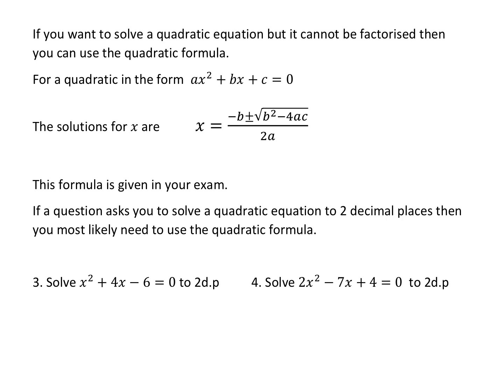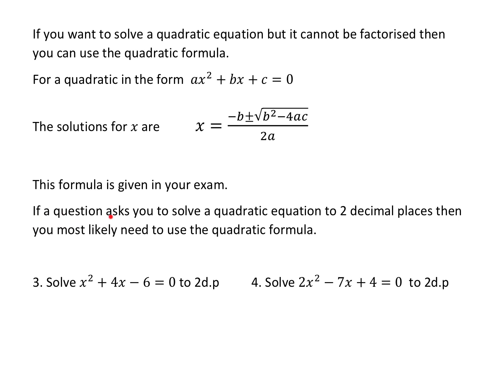To repeat myself, if you want to solve a quadratic equation, but it cannot be factorized, then you can use the quadratic formula. For a quadratic in the form ax squared plus bx plus c equals 0, the solutions for x are that x is equal to minus b plus or minus the square root of b squared minus 4ac, all divided by 2a. Now this formula is given in your exam. I'll go through what it means when we get into the examples.